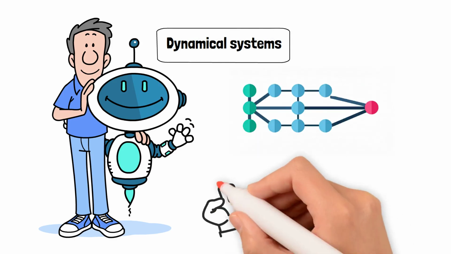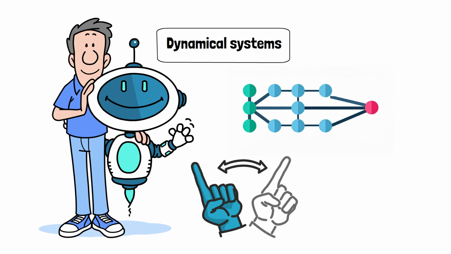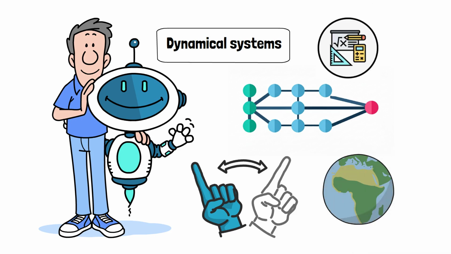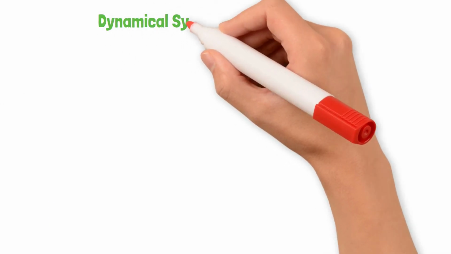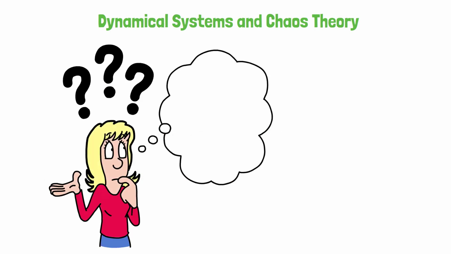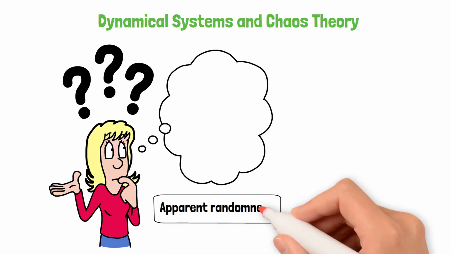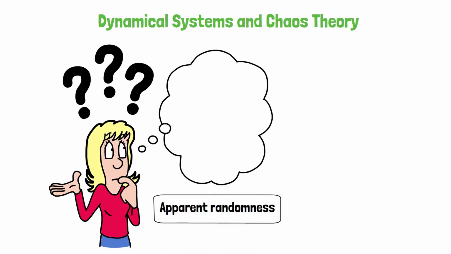This field teaches us that the world isn't static, it's in constant motion, and mathematics is the key to understanding that motion. So dynamical systems and chaos theory reveal the hidden order behind complexity, showing us that even in apparent randomness, there are deep structures at play.